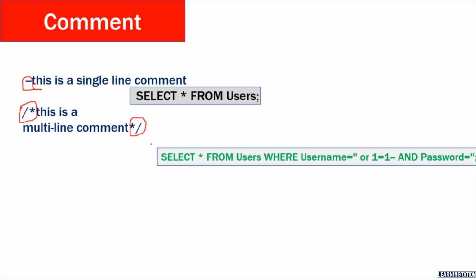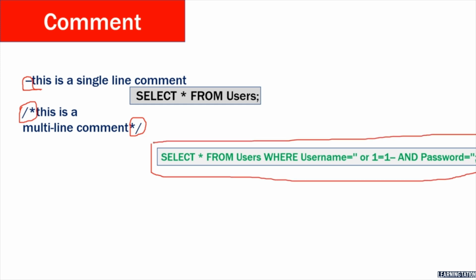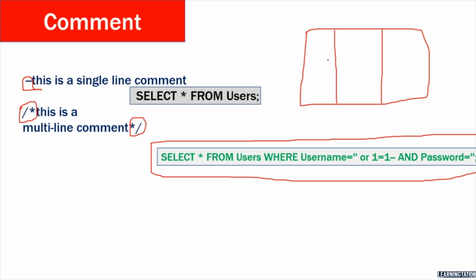Now let's understand what this particular code means for us. Here we have a table. We have 3 columns here and we have 3 rows here. This is username, this is password, and this is, suppose, ID. Let's suppose anything here. Now let's understand what this code means.